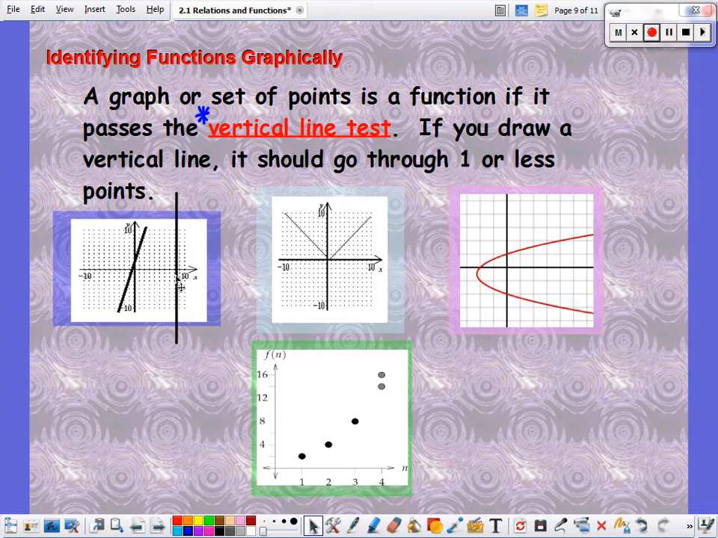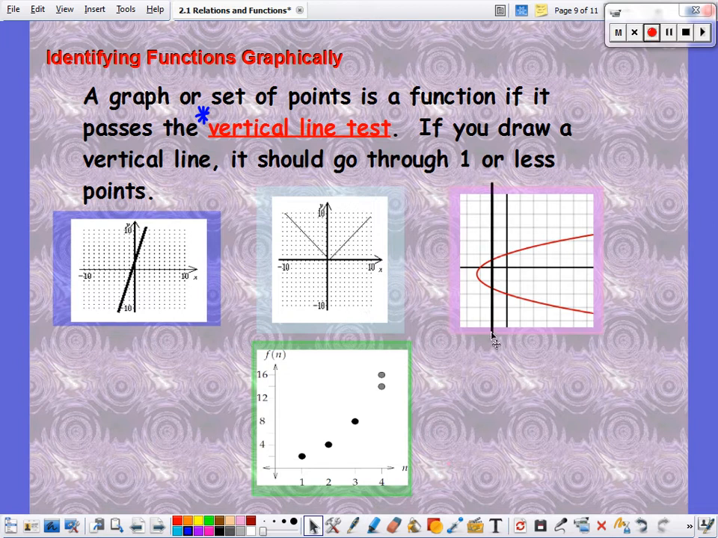And what we do this for is that if this line crosses more than one point on the graph, that means I have more than one y for that one x. And remember the definition of function, each x can only have one y. So we run it across here, and notice it only touches one point of that linear equation. That would be a function. If we take a look at the second one, it's an absolute value. It makes a V. Every time, there's just one dot. It's only touching one, only touching one, only touching one, that's a function.